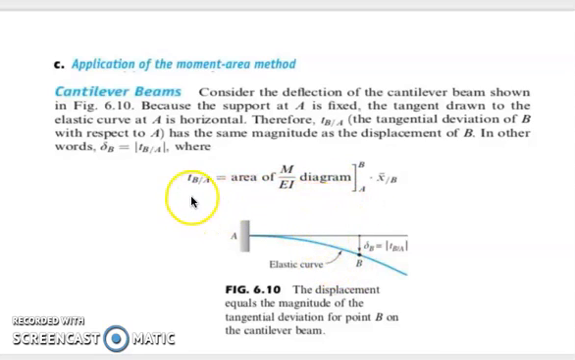So we can have this illustration, and you have here the equation for the tangential deviation of point B with respect to A, which is equal to the area of the M over EI diagram from A to B multiplied by x bar relative to B. So that tangential deviation of B with respect to A is now equivalent to the displacement at point B.